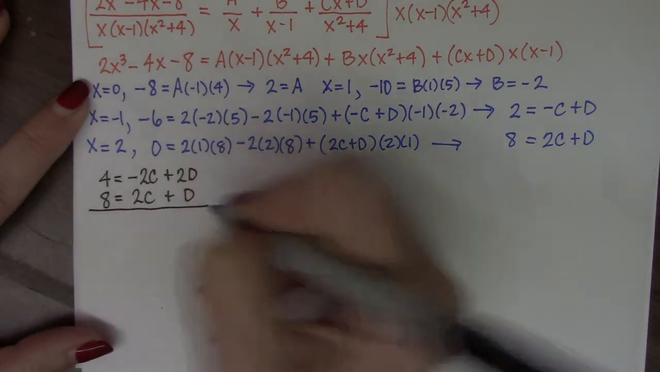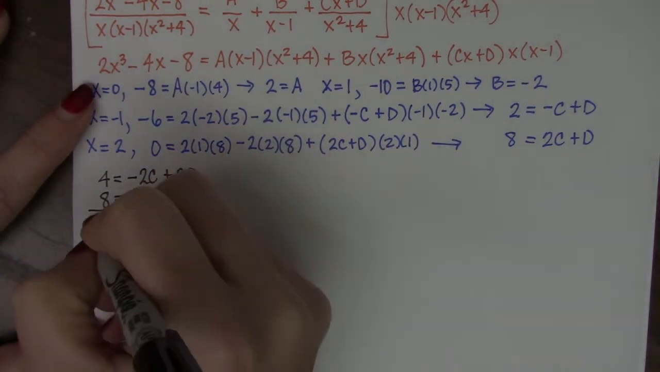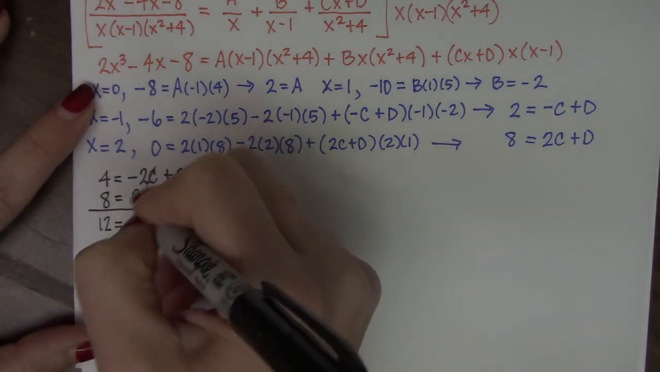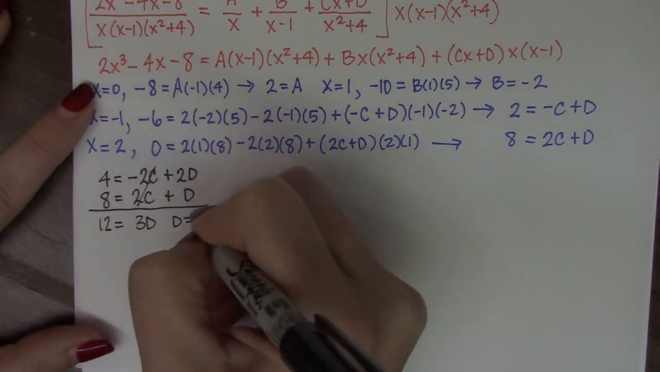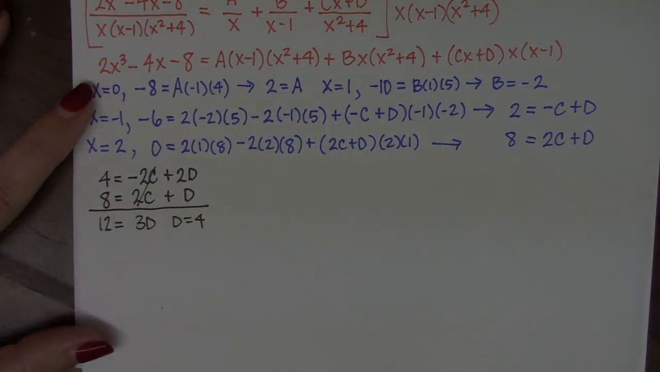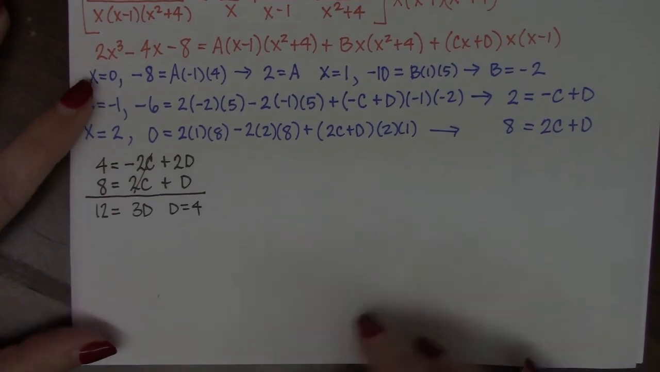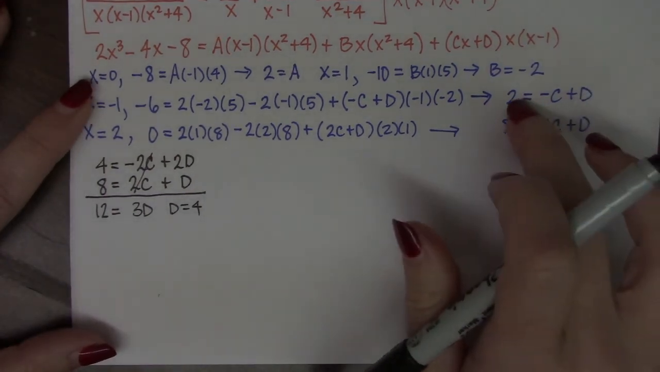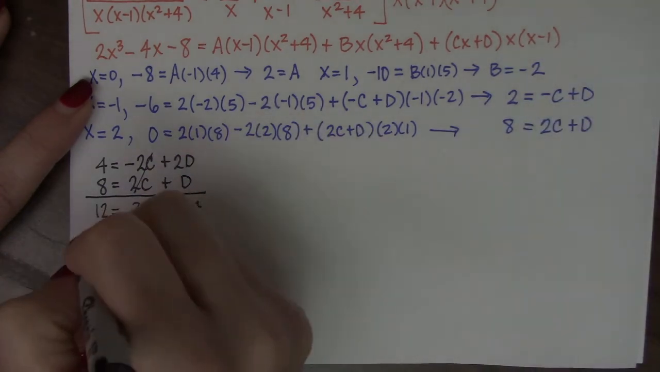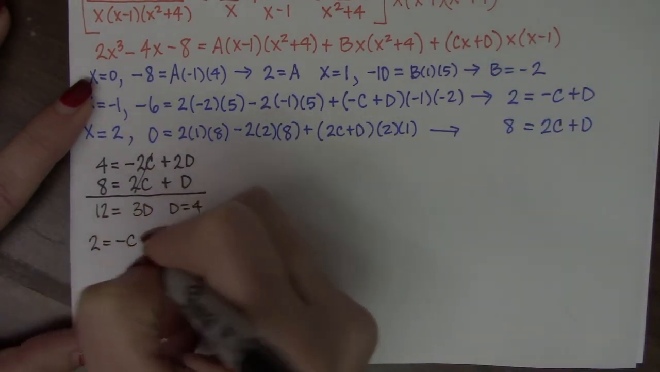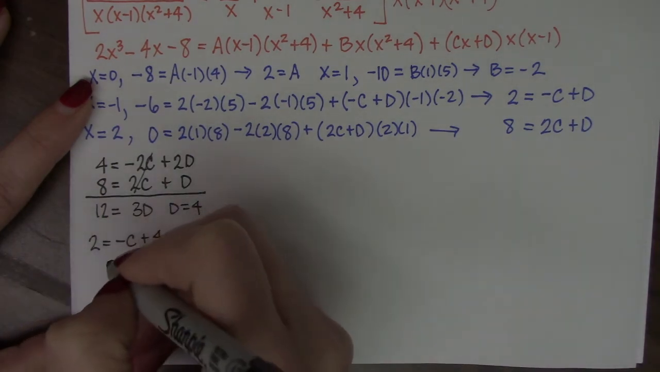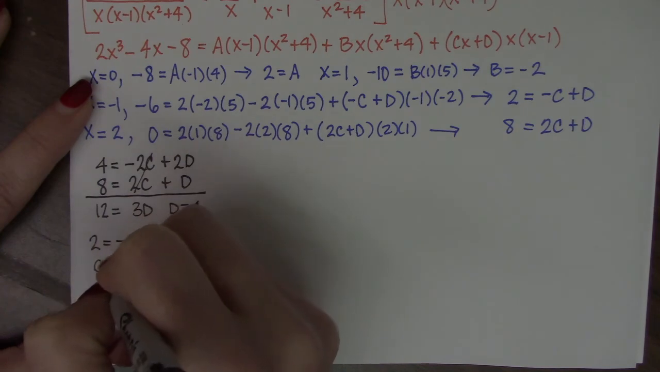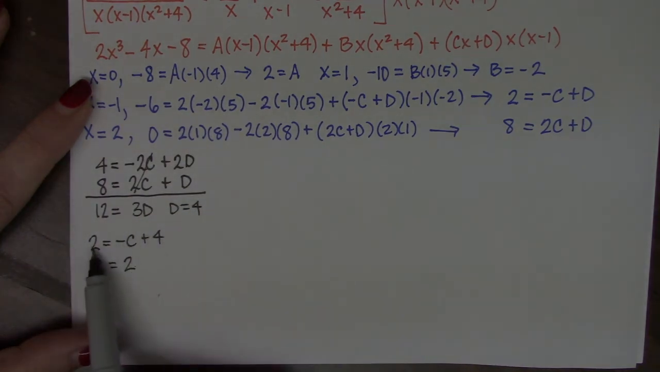And what we're allowed to do is add these equations together. So 4 plus 8 is 12. The 2c's cancel, and we get 3d. So d is 4. Then you can come back to either of these two original equations and plug in d. Well, I would pick the first one. It just looks a little simpler. So 2 equals negative c plus 4. So we can see that c is going to equal 2. So you add c to both sides, subtract 2 from both sides, and now we're ready to go.